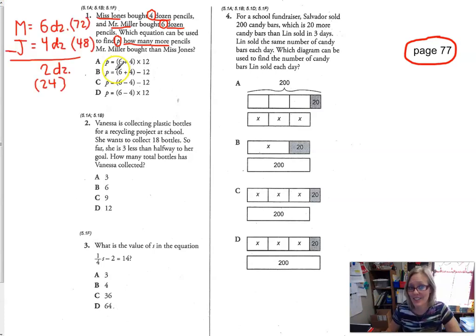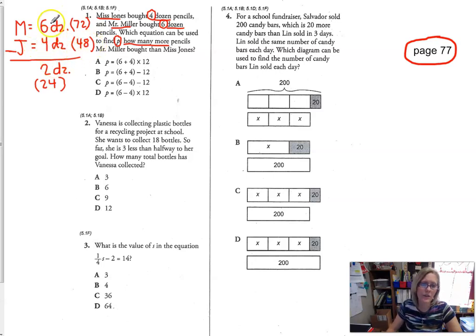All right, did you find your answer? Now I have a little bit of my work over here, and let's talk this through. To organize my thoughts, I said, well, Mr. Miller, I put an M for him. He had 6 dozen pencils. Over here, I kind of wanted to know what that was. So that's 72. And Miss Jones had 4 dozen, and I know that that's 48.